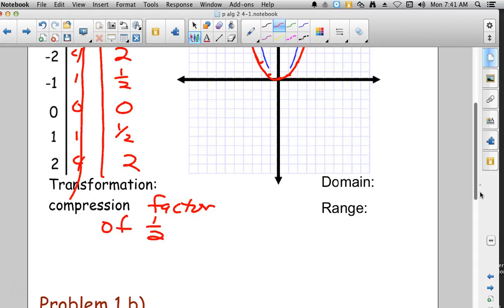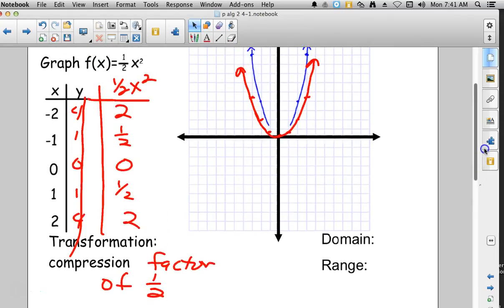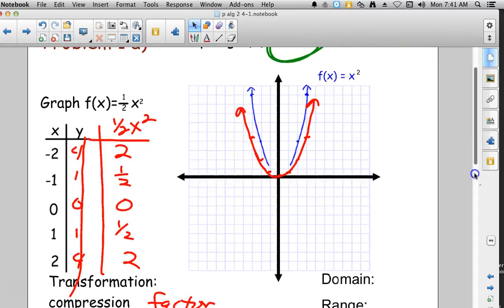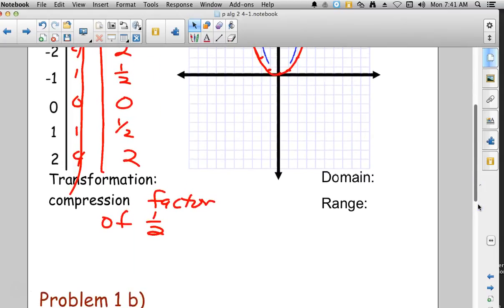We didn't have any H's or K's, no shifting right or left, up or down. So I go over to the domain. And I think, well, are there restrictions on what I put in for x? I mean, is there any number that I can't follow the order of operations for and get an answer in 1/2 x squared? Well, the answer is no again, because we can square whatever number we want, and the order of operations says that's what I'd have to do first, and then multiply it by 1/2, and there aren't any numbers that you can't multiply by 1/2. So the domain is all reals.